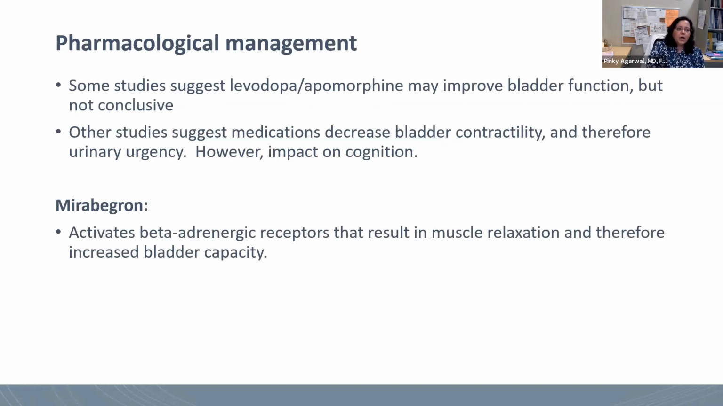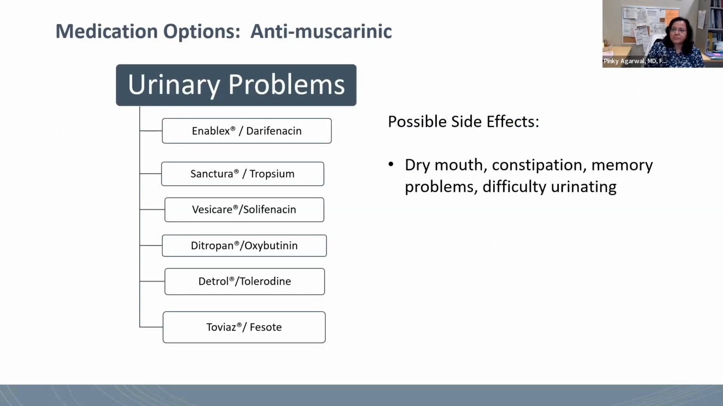Now, coming to pharmacological or medicine management, the typical medicine that we use for Parkinson's is carbidopa, levodopa. And there is this medication called apomorphine, which is an injectable or sublingual form. Some studies have shown that it's possible that it may improve bladder function, but it's not known for sure. And other studies suggest that there are some medicines that can decrease bladder contractility and therefore urgency. However, they may impact cognition. And I'll come to that in a few slides from now.